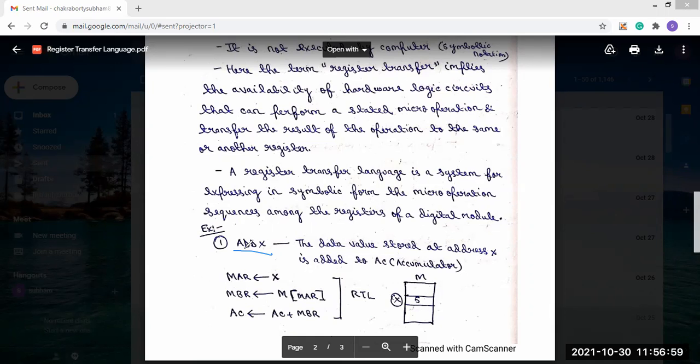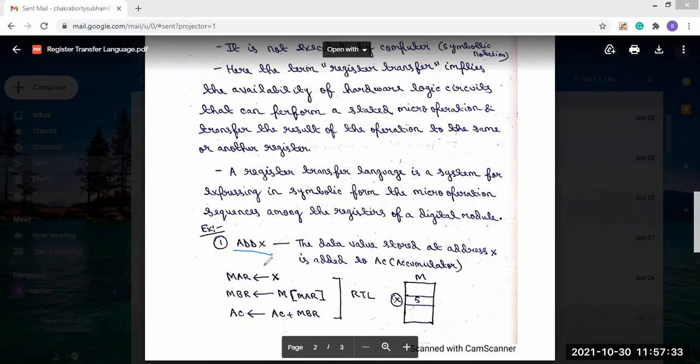So what will we do? The data value stored at address X is added with the value now in the accumulator, and we will store the addition of both again into the accumulator. This is the command. Now, what will be the representation of this command in the register transfer language?